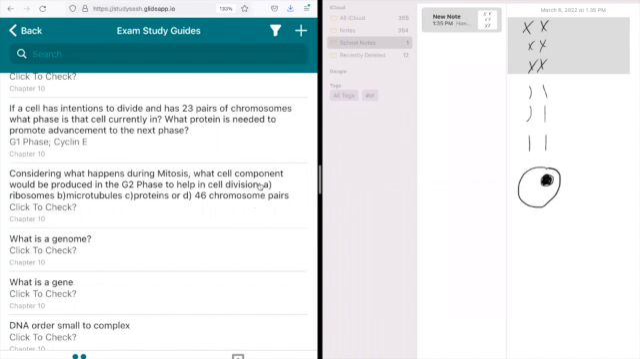So it's asking, during the G2 phase, what would the cell make to help in mitosis? And our answers are ribosomes, microtubules, proteins, or 46 chromosome pairs. So the answer for this is going to be microtubules, B.